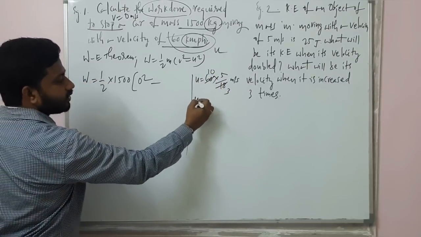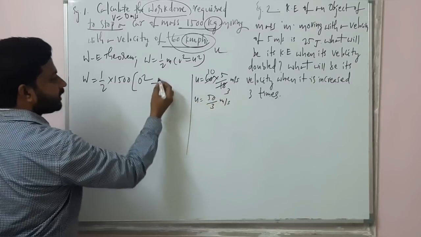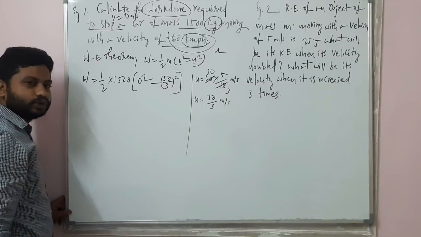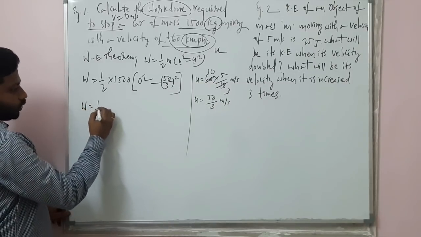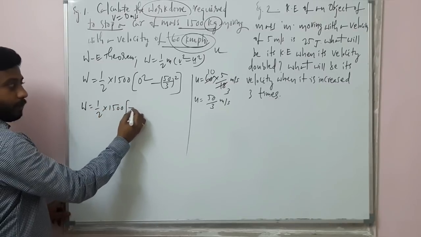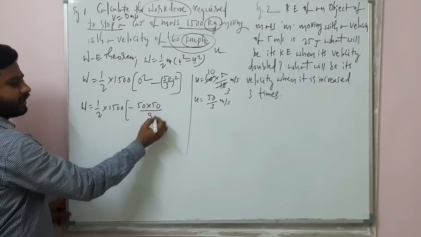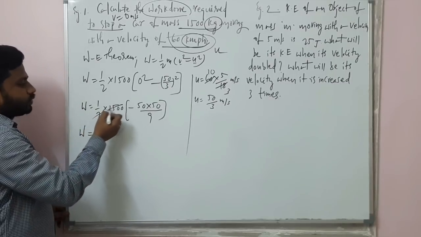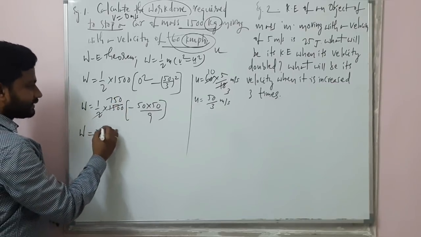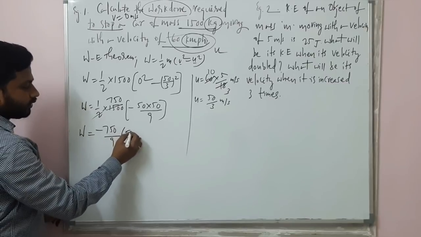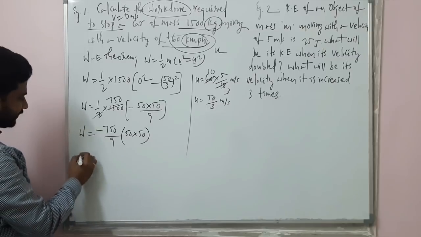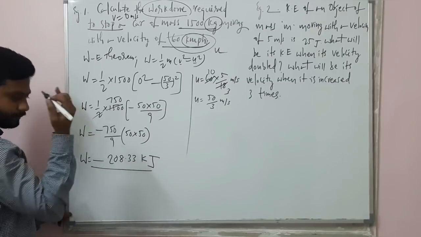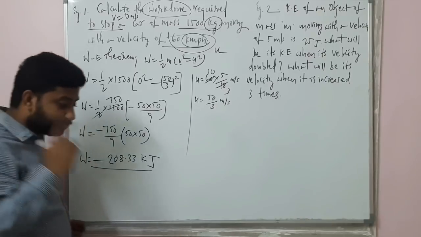Okay, initial velocity is how much? 50 by 3 meters per second. The same thing I can write here. It's 50 by 3 whole square. Clear? V square is 0 square and u square is 50 by 3 whole square. Now, W is equal to 1 by 2 into 1500 into minus 50 into 50 by 9. Minus, we just take to the other side. So W is equal to 750 into minus 50 into 50 by 9. If you solve all these things, you get minus 208.33 kilojoule.